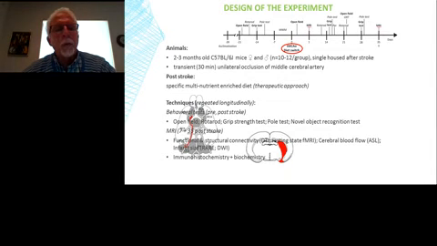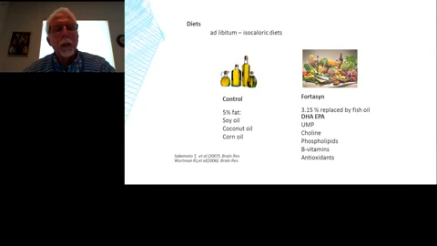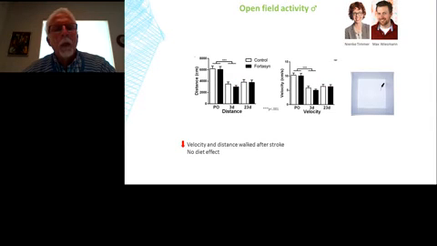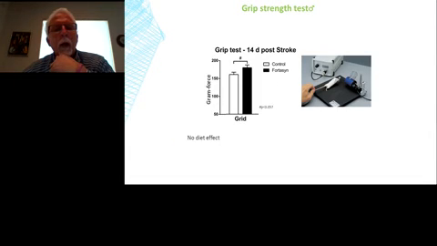Some of the behavior tests that were done were open field, rotor-rod, grip strength, pull test, and novel object recognition. The control diet was your basic diet, and then the forced-in diet was the antioxidant omega-3 rich fish oil diet. In open field activity, when that was done by the postdocs here, velocity and distance walked after stroke, there was no dietary effect noticed. And then 14 days post-stroke, really again, no dietary effect was noticed.